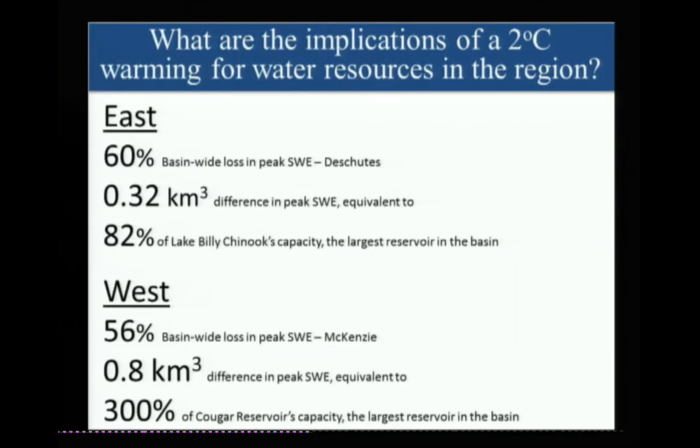And to relate that to the water resources in the region, we saw the 60% loss in basin-wide snow water equivalent on the east side, which is equivalent to 82% of the holding capacity of Lake Billy Chinook, which is the largest reservoir in the region. Whereas on the west side, a 56% decline in basin-wide volumetric SWE is equivalent to 300% of the holding capacity of Cougar Reservoir, which is the largest reservoir in the Mackenzie River Basin. So in both cases, very significant declines in annual snow water equivalent relative to the holding capacity of the region.